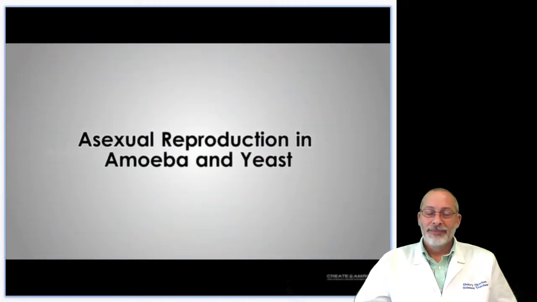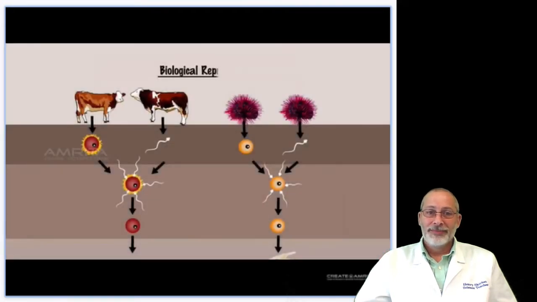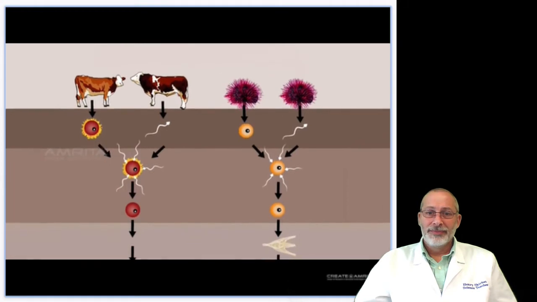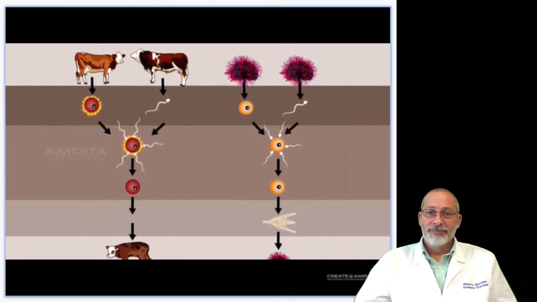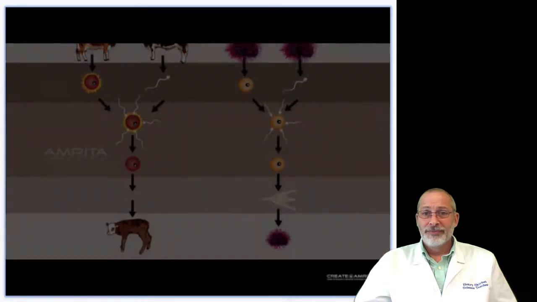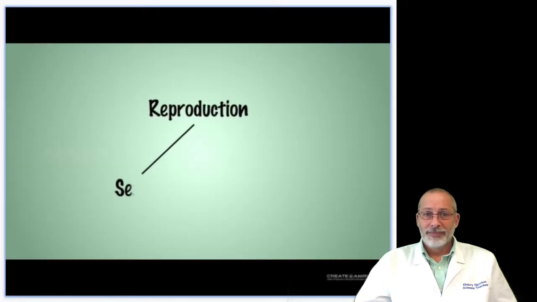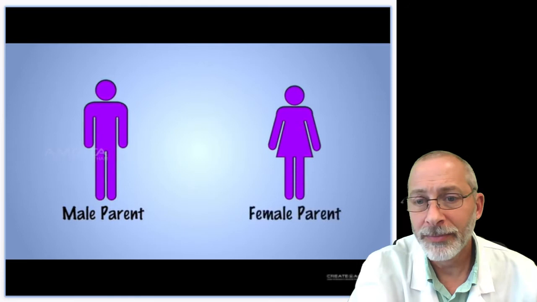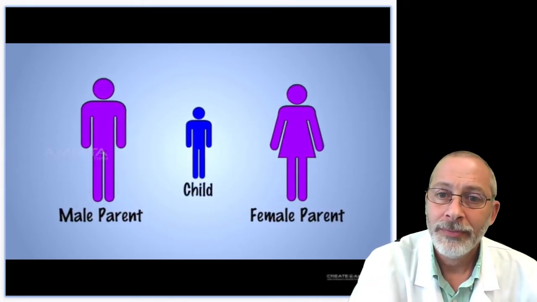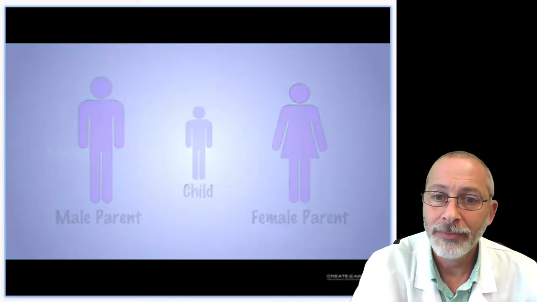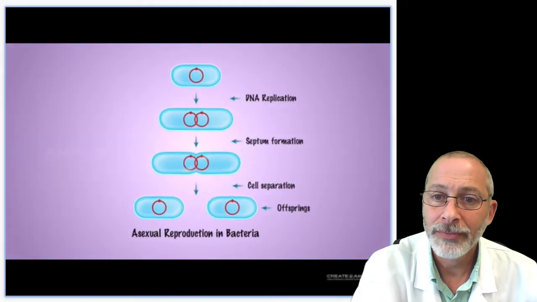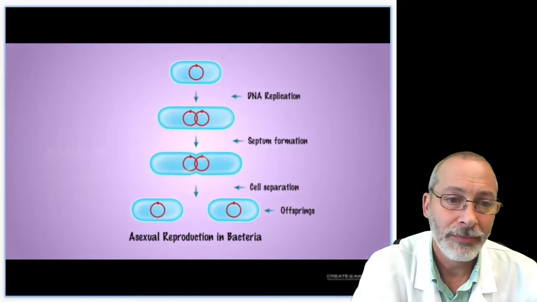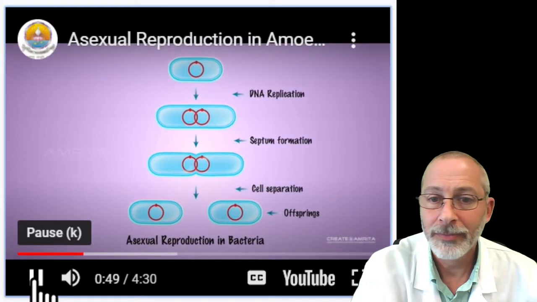Asexual reproduction in amoeba and yeast. Reproduction is the biological process by which organisms produce new offspring. There are two methods of reproduction: sexual and asexual reproduction. Sexual reproduction is the mode of reproduction in which the offspring arises from two parents from the opposite sexes. Asexual reproduction, on the other hand, is a reproduction in which the offspring arises from a single parent.